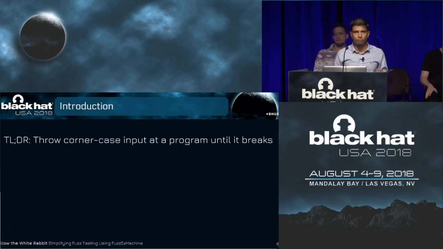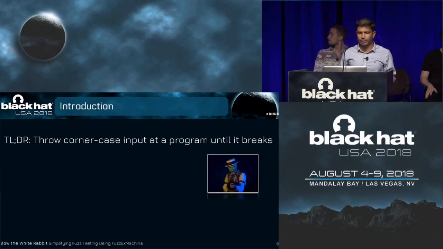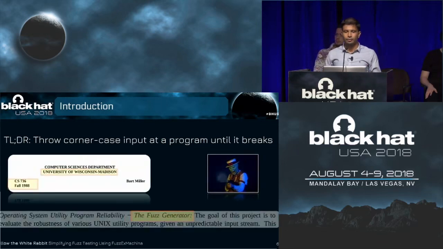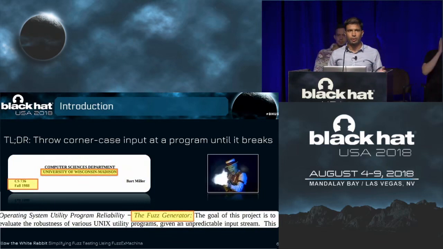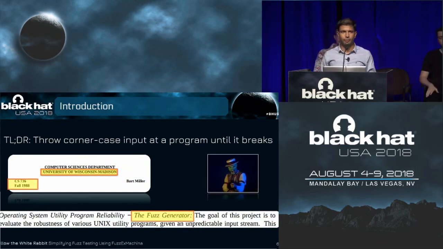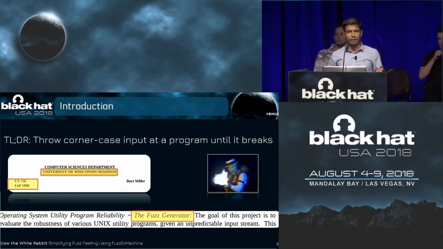I'm sure most of you are aware of what fuzz testing is, but for those who don't, it's essentially throwing corner case input at a program until it breaks. So it's a bit like shooting in the dark, but not exactly. And the idea is not new. In fact, anecdotally speaking, it dates back to a computer science assignment in 1988 provided by Professor Bart Miller at the University of Wisconsin when he asked students to write the so-called fuzz generator program. The goal of this program was to provide an unpredictable input stream to test the resilience of Unix utility programs. Although this approach was rather dumb, it was surprisingly effective, and 1/3 of the Unix utility programs that were tested crashed.